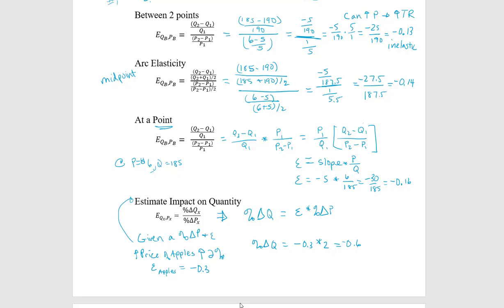And how do we interpret this? We would say a 2% increase in the price of apples is estimated to decrease the quantity demanded of apples by 0.6%. I don't have to put a minus here because I've already said it's going to decrease that demand for apples.